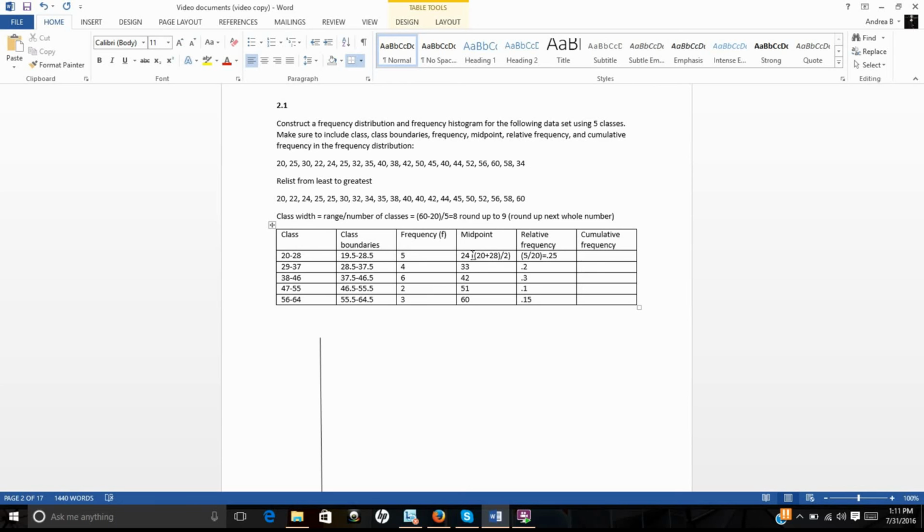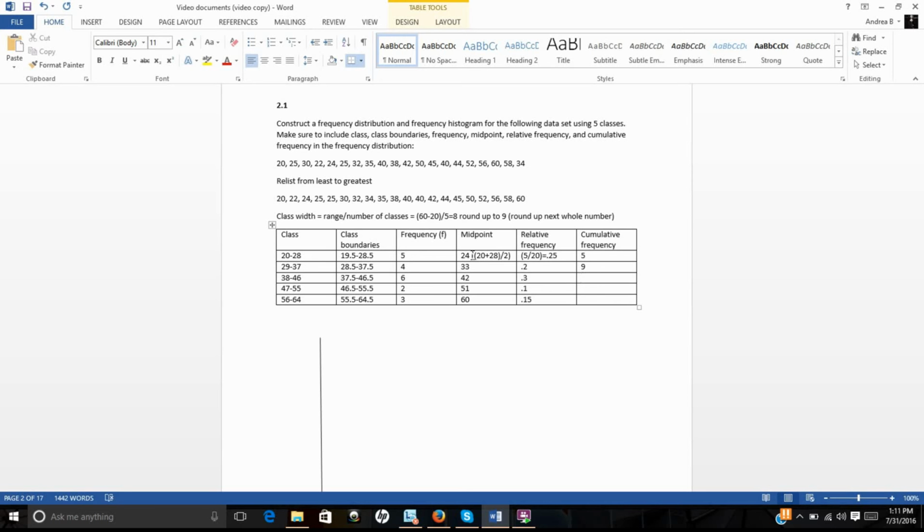And then the cumulative frequency, you can think of like your cumulative grade in a class. It's adding up what you have to that point. So the first cumulative frequency is just the 5. The next one, you have to do the previous frequency of 5 plus 4. So we'd get 9. And then you have to keep adding up the next one.